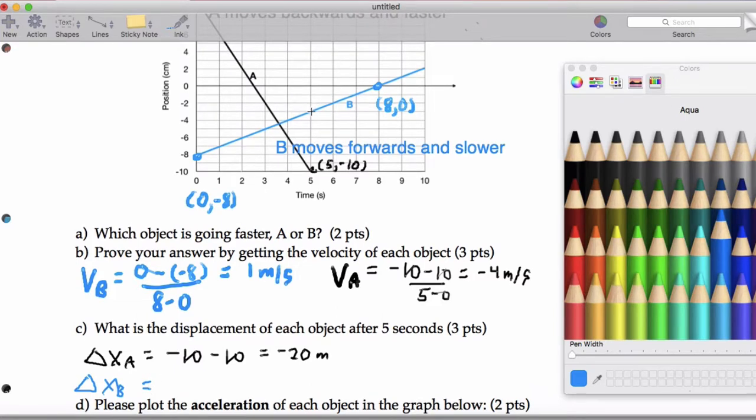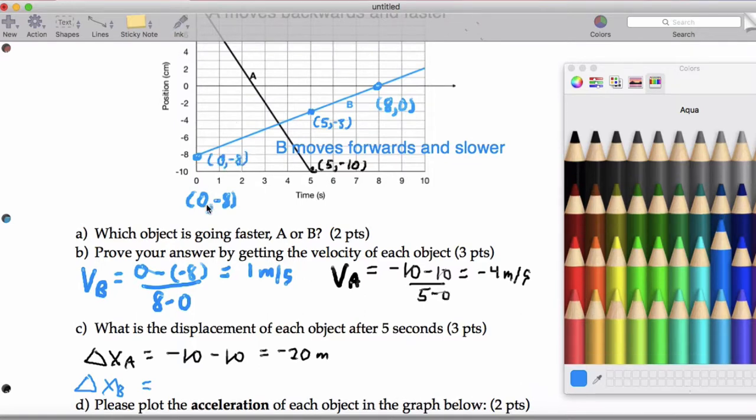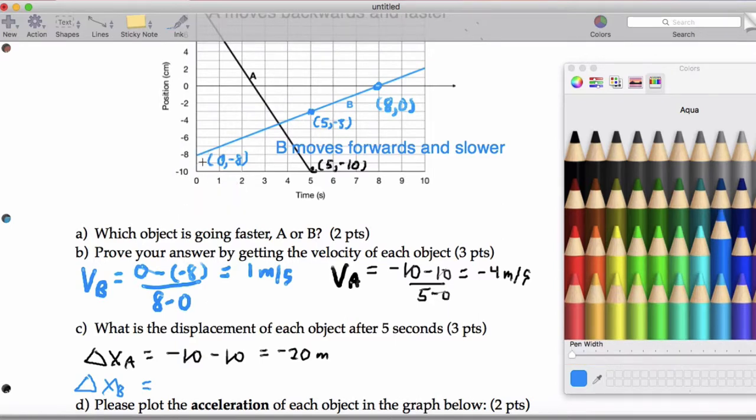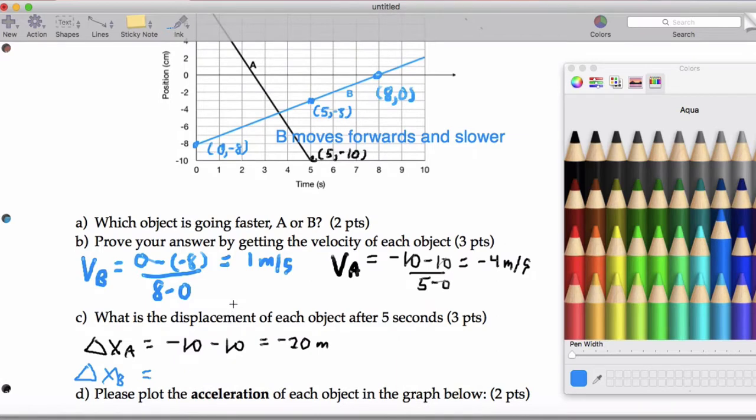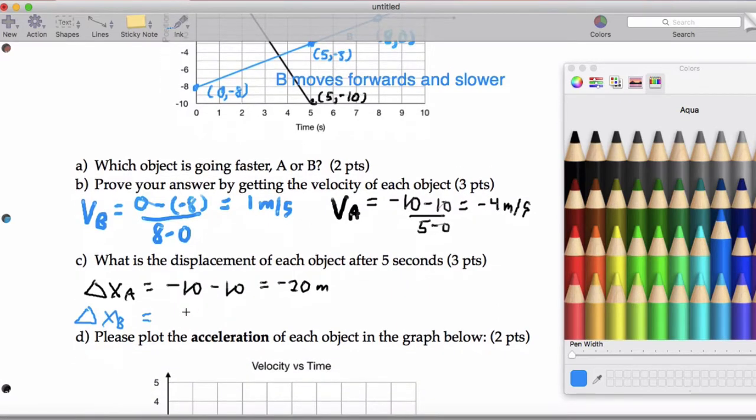After 5 seconds, it's right here at the -3 mark. And remember, it started from the (0, -8) mark right here. I just like highlighting that a little bit better. So our displacement is going to be -3 minus -8, which is going to give us +5 meters.